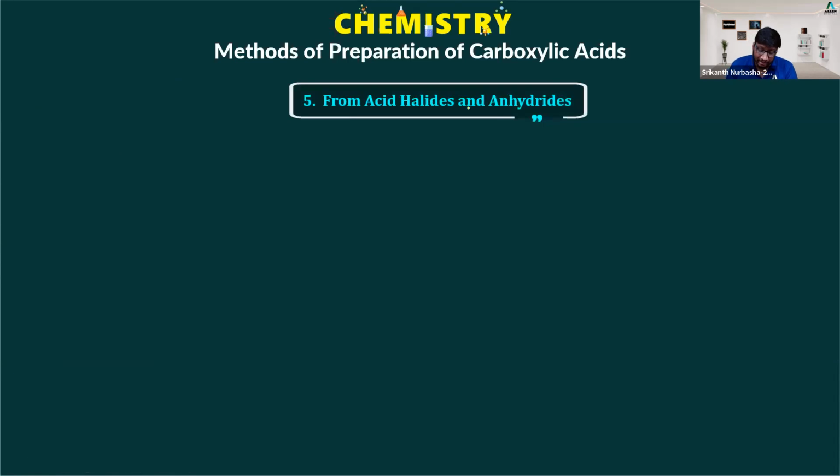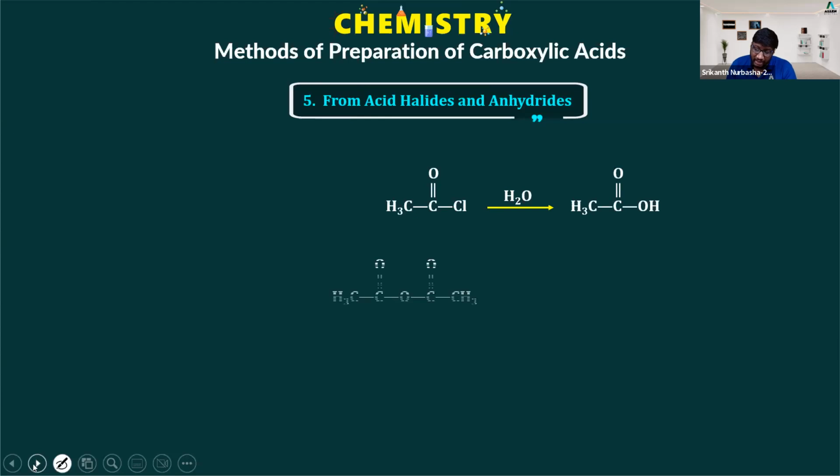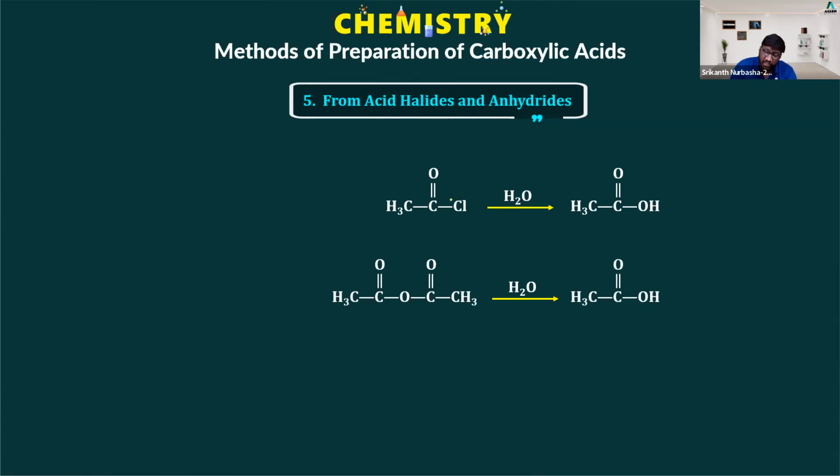From acid halides and anhydrides, if you look at acid halide treatment with H2O, and anhydride also treated with H2O, directly you are getting the respective CH3 C double bond OH group. That means OH is substituting the chlorine. It is a nucleophilic substitution by addition-elimination type. And do we require water and H plus here or not?